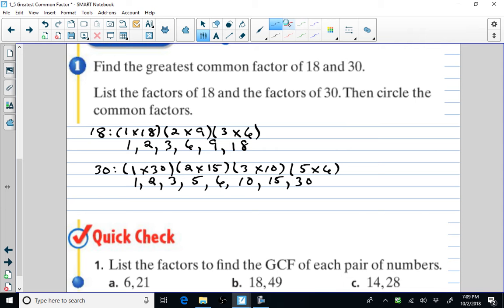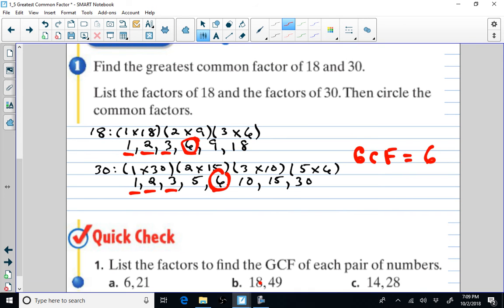I look for my common factors. Common factors are 1, 2, 3, 6, and that's it. The greatest of those common factors then, right, would be the 6. So my GCF, greatest common factor, is going to be the 6.